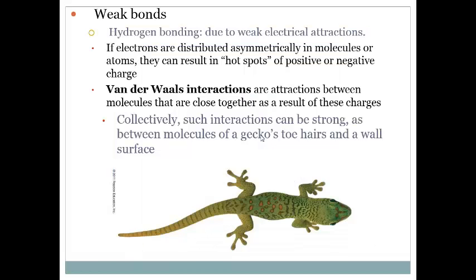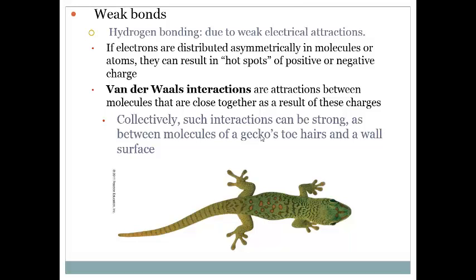Another type of weak interaction, weak bond, is called van der Waals interactions. These are the result of partially different charges being attracted to one another. They're not necessarily hydrogen bonds, but it's a weak attraction that results from differently charged molecules being attracted to one another.